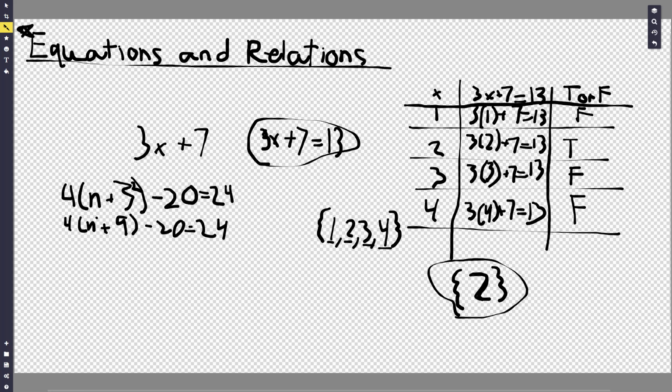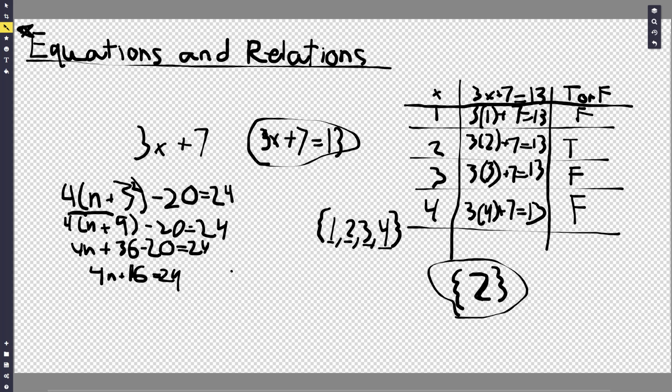Because we can't combine a variable and a constant with addition, what we can do here is distribute. So we have 4n plus 36 minus 20 is equal to 24. And we continue to simplify. So we have 4n plus 36 minus 20 is 16, so 4n plus 16 is equal to 24. I'm going to teach you a very important property of equations.